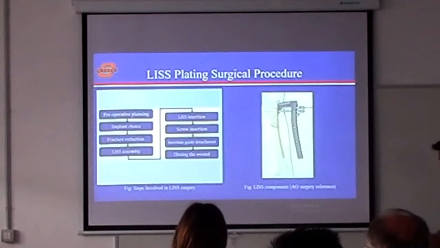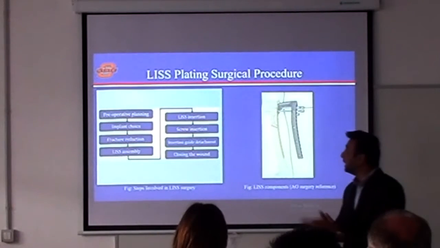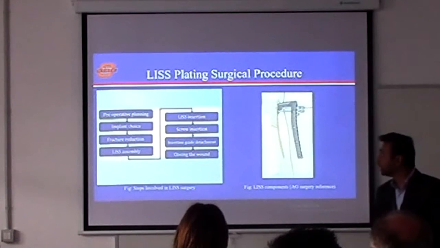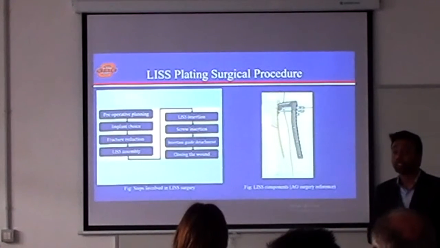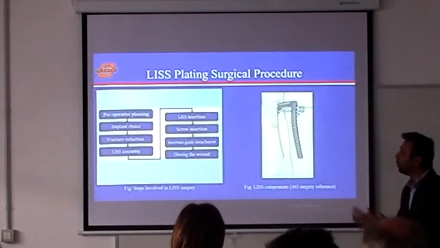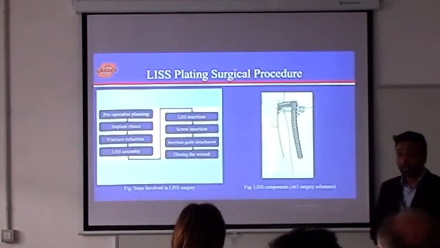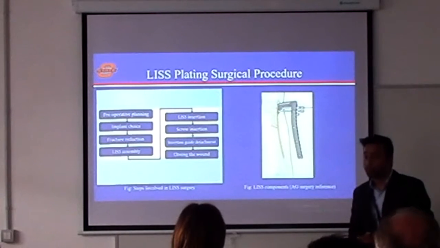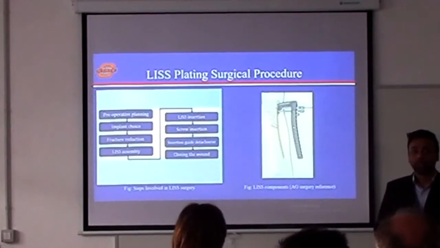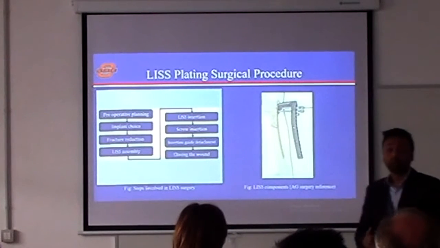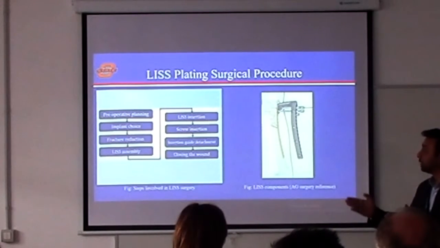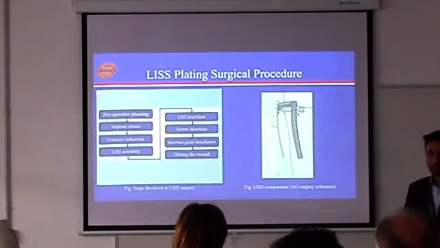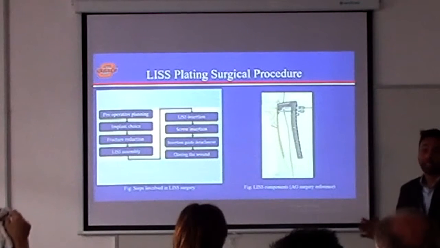So the focus of the simulators is the LISS plating surgical procedure. LISS stands for less invasive stabilizing system. It is a fracture treatment surgery for the femur bone. So let's dive into details of how a typical LISS plating surgical process is performed. The surgeon first does preoperative planning, and then he chooses implants based on the intensity and location of the fracture, and then fracture reduction is done. So what is fracture reduction? Fracture reduction is bringing the bones back into their original position after they are fractured.